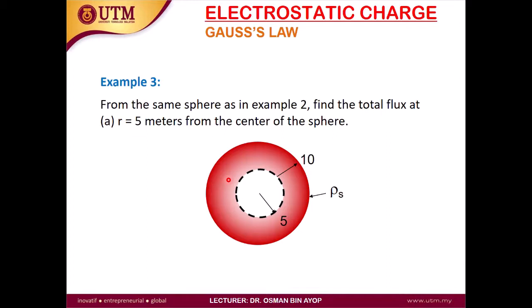So you have to relate by definition. The flux equals the charge enclosed by the Gaussian surface. Therefore, in this case, the total flux is equal to the total charge enclosed, which equals 0. There is no charge inside this Gaussian surface because the charge is at r equal to 10. So total flux equals 0.